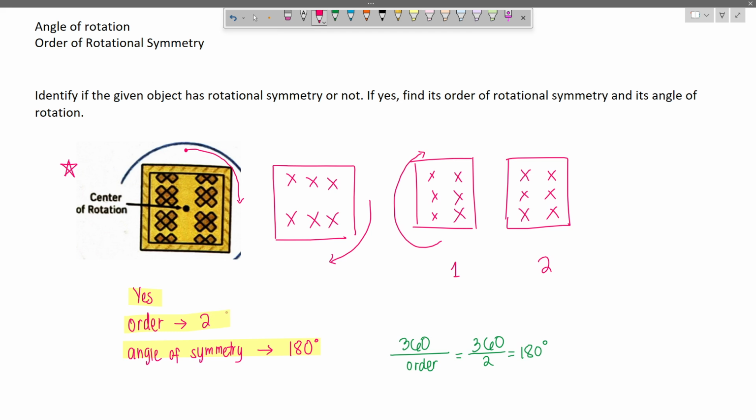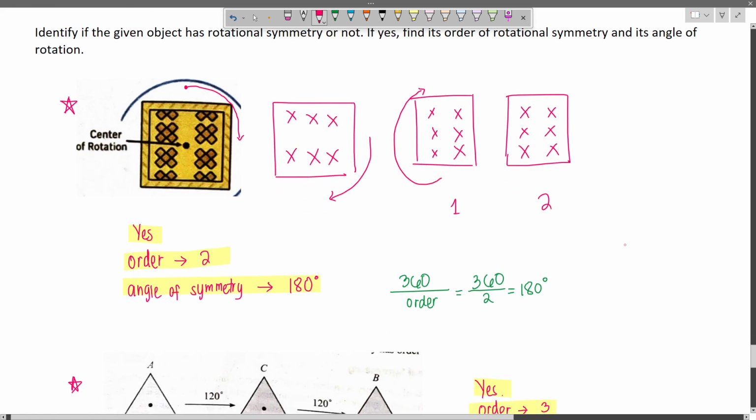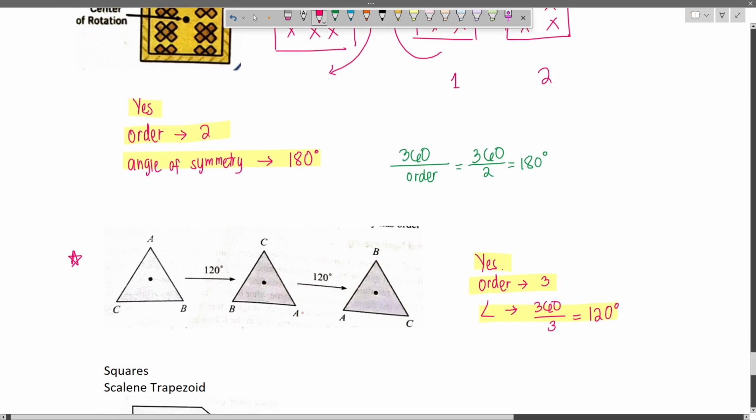For the angle of symmetry, it's 180 because that's the first time that we got the same image in our rotation. There will be times when it's difficult to solve for the angle of symmetry, so what I do is I use this formula instead: 360 divided by the order, or the number of times that the image will be the same in a 360 turn. So you will still get 180. So yes, it has rotational symmetry with order 2 and angle of symmetry 180.